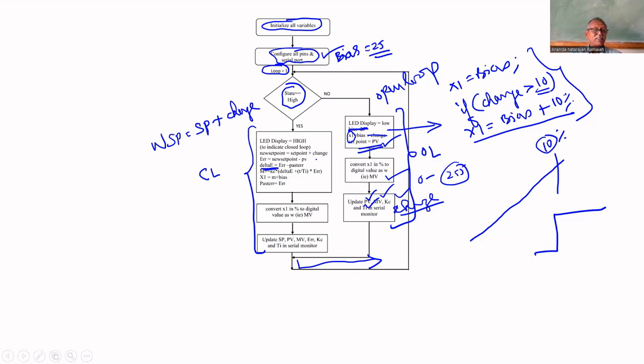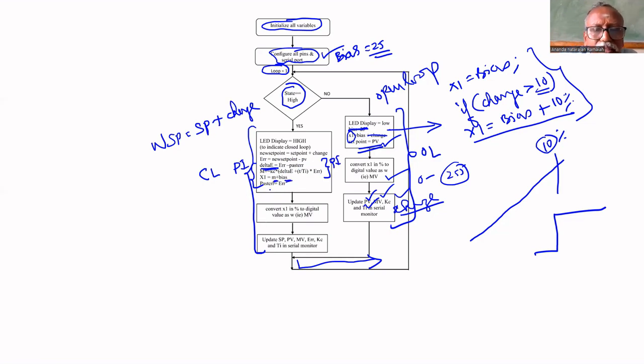So to understand this, I have to explain position form and velocity form of PID controllers, that I will explain after this flowchart. So here we are executing that PI controller. After that, the PID algorithm that I will explain after this. So this is the PI algorithm. After the PI algorithm, X1 equal to M, that is controller output plus bias.